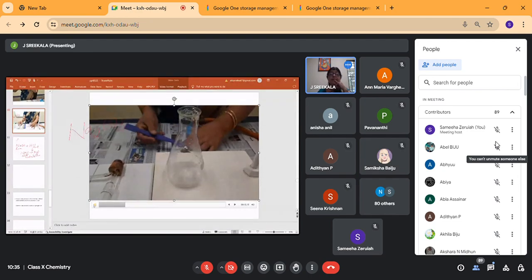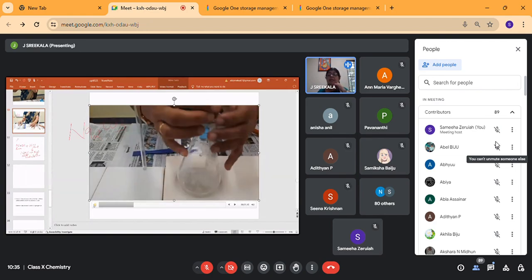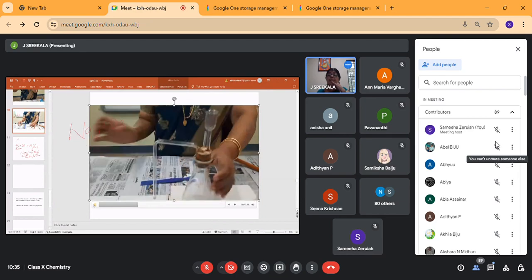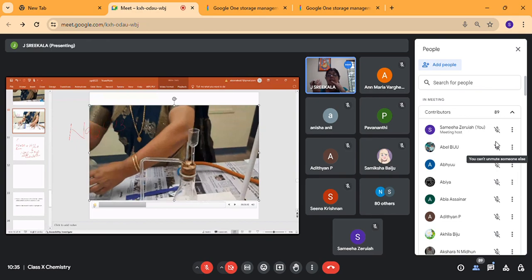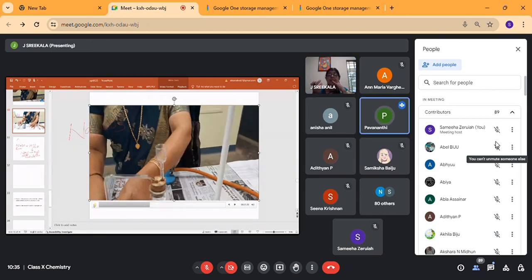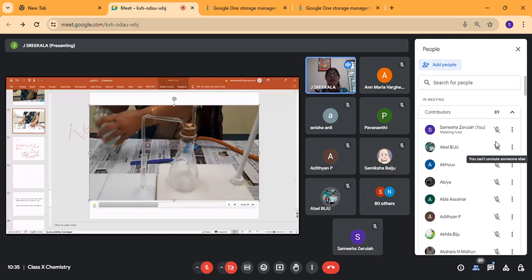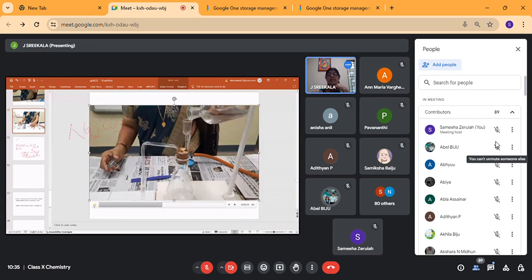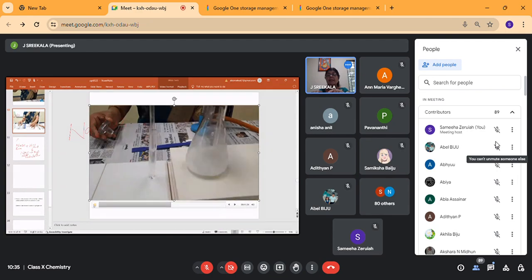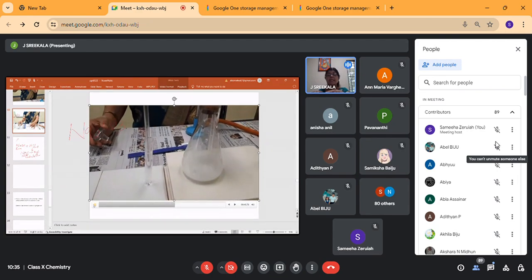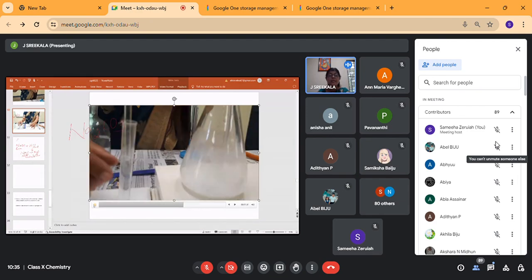I am fixing the cork with the thistle funnel. Have you seen a thistle funnel? The top is like a funnel. Children, are you seeing it? In the test tube I have kept lime water. Now I added acid, HCl, to the sodium carbonate. You see, in the delivery tube, one gas is produced.